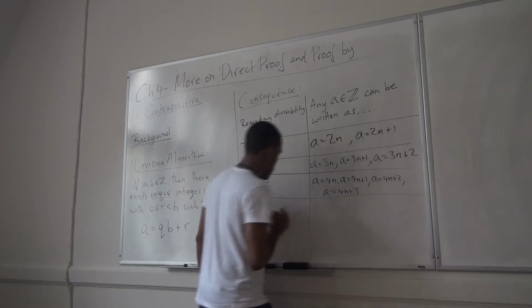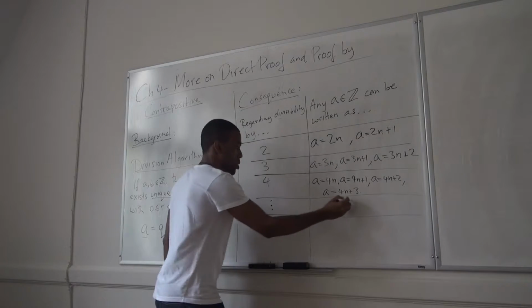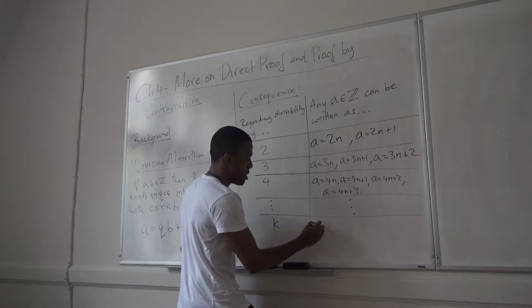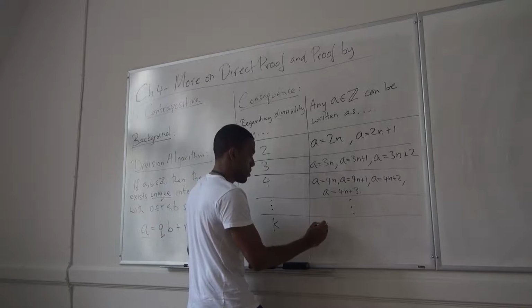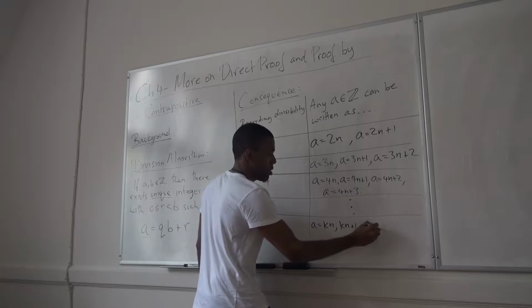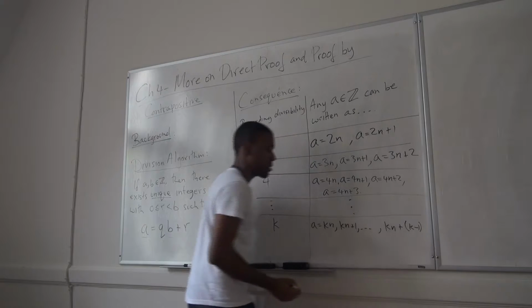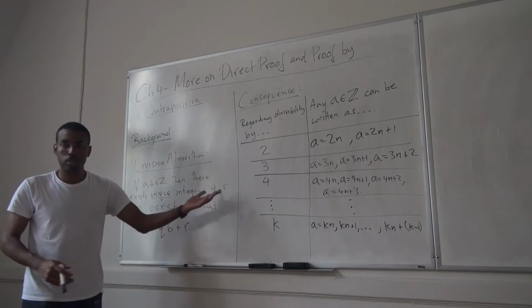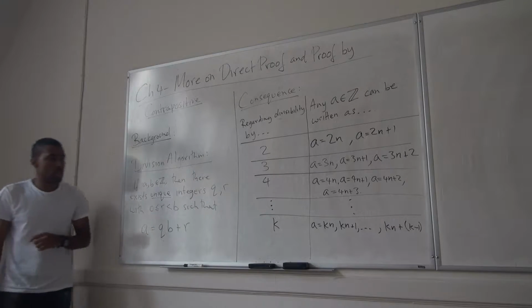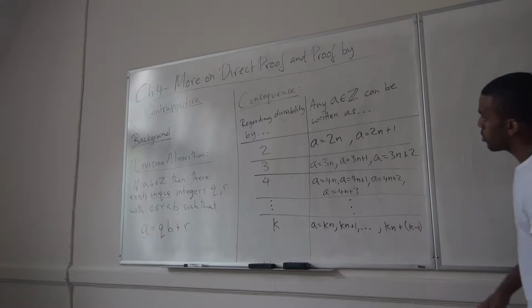So basically, this pattern continues. And it works if you have to brute force anything. So any integer k, then your a can be kn, kn plus 1, all the way up to kn plus k minus 1. That's a general rule of thumb, and we're going to be using that all the time. It's a consequence of the division algorithm that we can write it this way. And we will be using that.